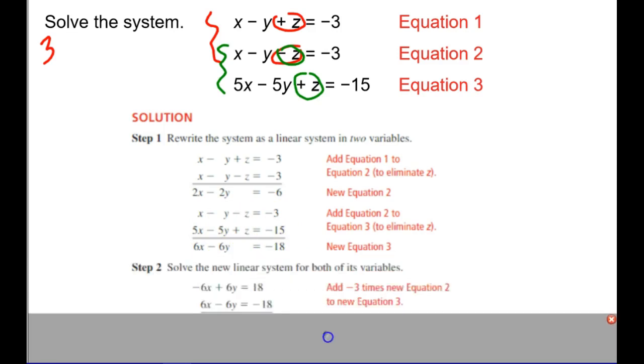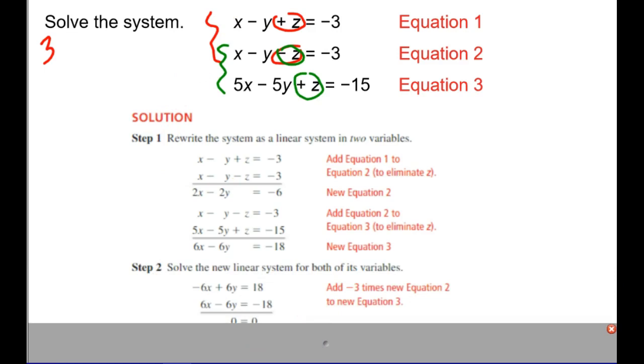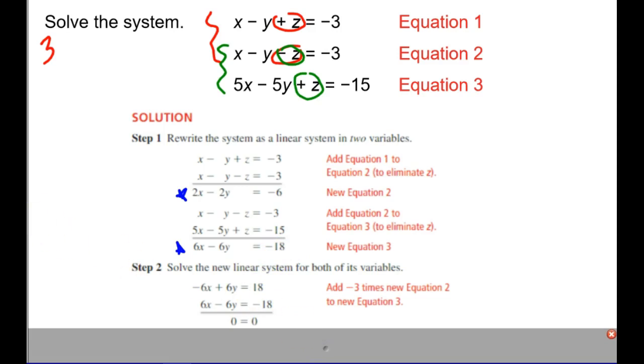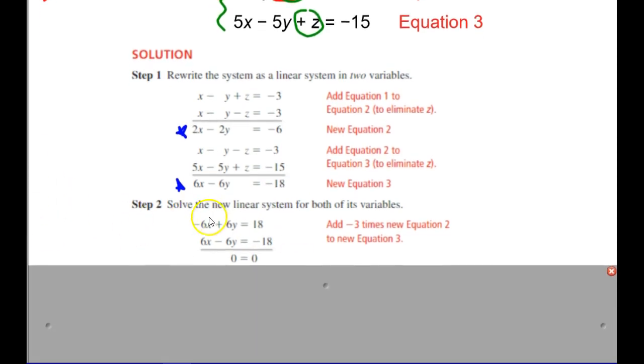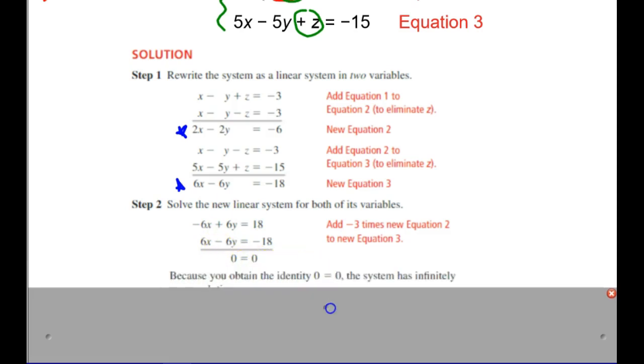So now I solve for both of those variables. I'm going to be using these two equations right here: 2x minus 2y equals negative 6, 6x minus 6y equals negative 18. So I set those up and I try and solve them. Well, here I see that once I add them, negative 6x plus 6x gives me 0, 6y minus 6y gives me 0, 18 minus 18 gives me 0. So now I end up with 0 equals 0.